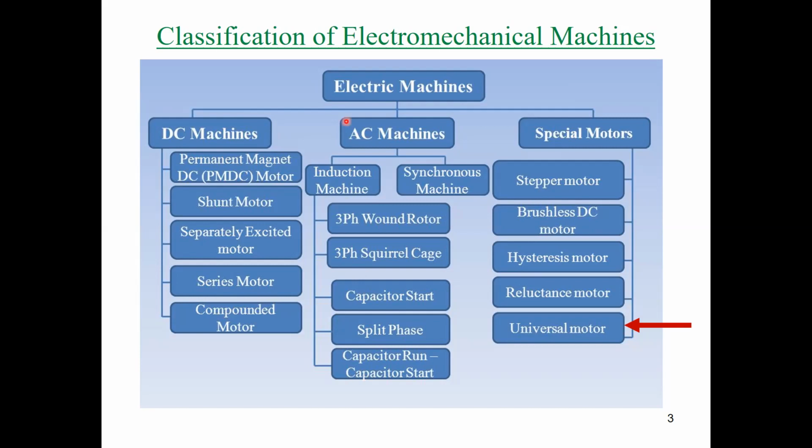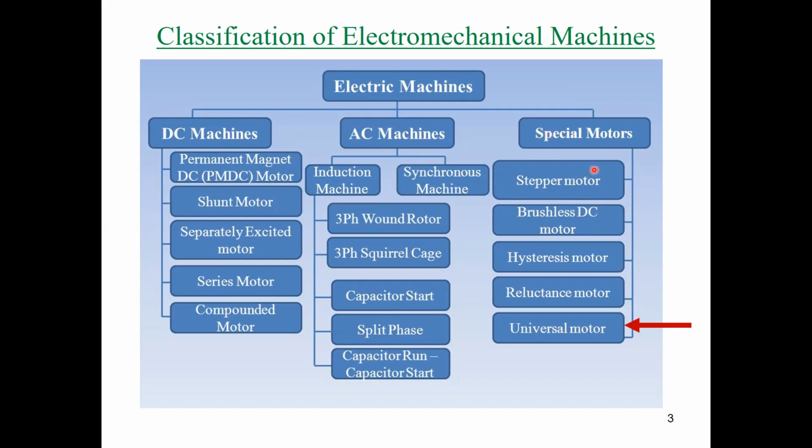So the classification is mainly according to the type of supply: AC machines and DC machines. Also, we have special machines where the supply is not completely AC or DC, or the construction of the machine is special, not like in AC or DC machines. So what are the types of special machines or motors? We always refer to special machines as motors, not generators, because we use them in motoring mode.